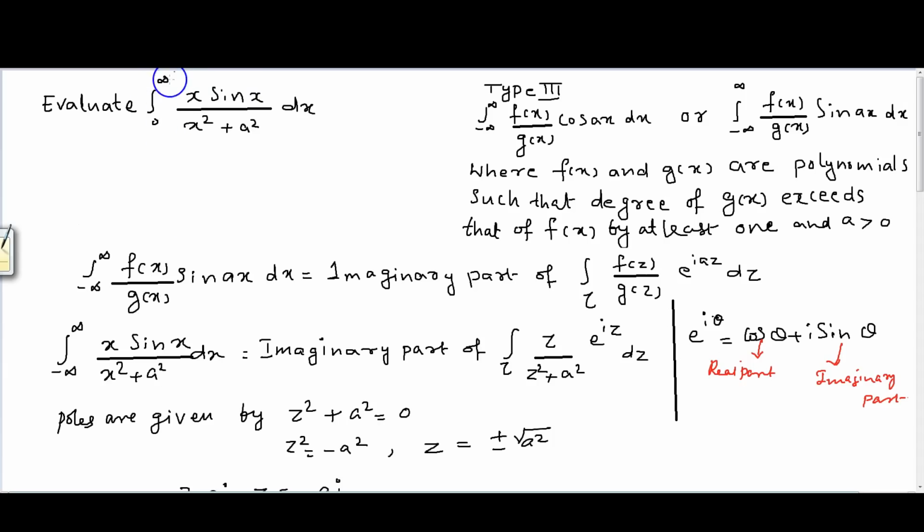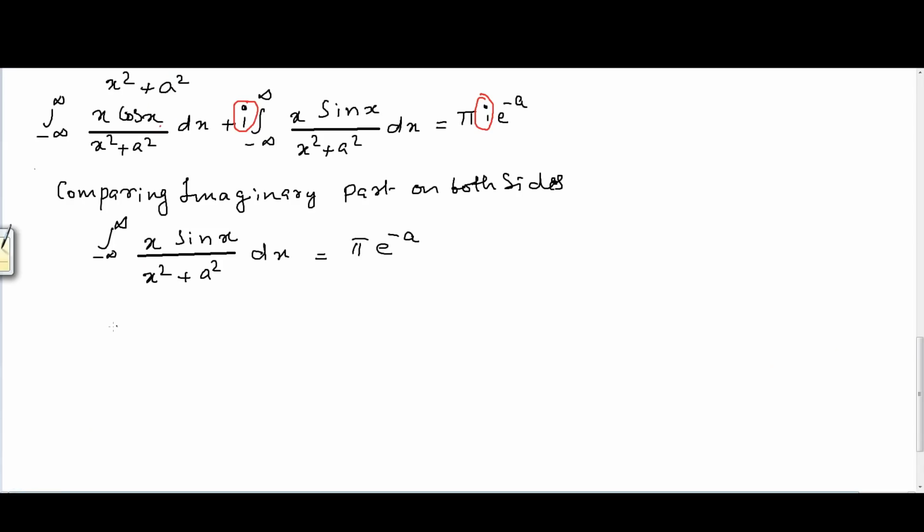We have done the integration for the limit minus infinity to infinity. But here in this question, the limit is 0 to infinity. Since x sin x by x square plus a square is an even function, the integral from 0 to infinity of x sin x by x square plus a square dx is equal to pi by 2 e raised to minus a.